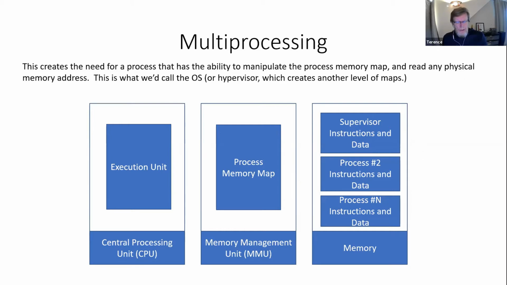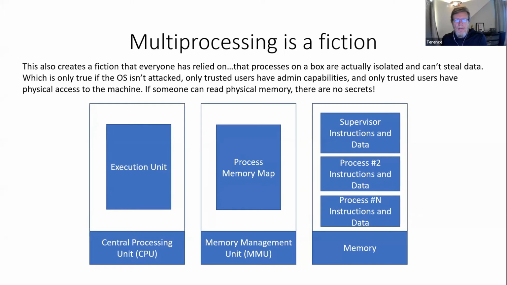So I guess I covered this a little bit. We have this need for a process to create this process memory map and the rest. So now we have a basic kind of computer and operating system going. But it creates a sort of dangerous idea that things are actually separated and that there is a capability to actually create secrets.